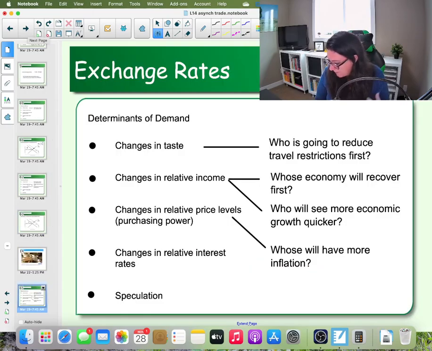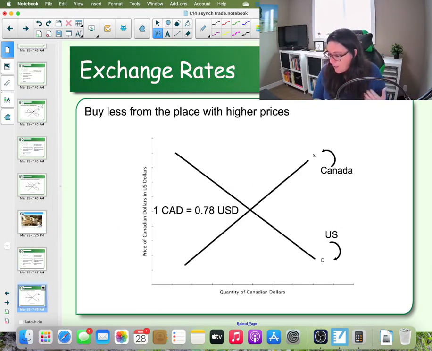All right. So that brings us to the discussion here of who's going to have more inflation, because of course monetary policy can be used to fight inflation. It can be used to encourage economic growth. So we can look at, well, who's going to see more inflation? That's going to determine what's going to happen to the Canadian dollar. So remember, we're going to buy less from the place with the higher prices. So we need to look at, well, who do we think is going to have more inflation?